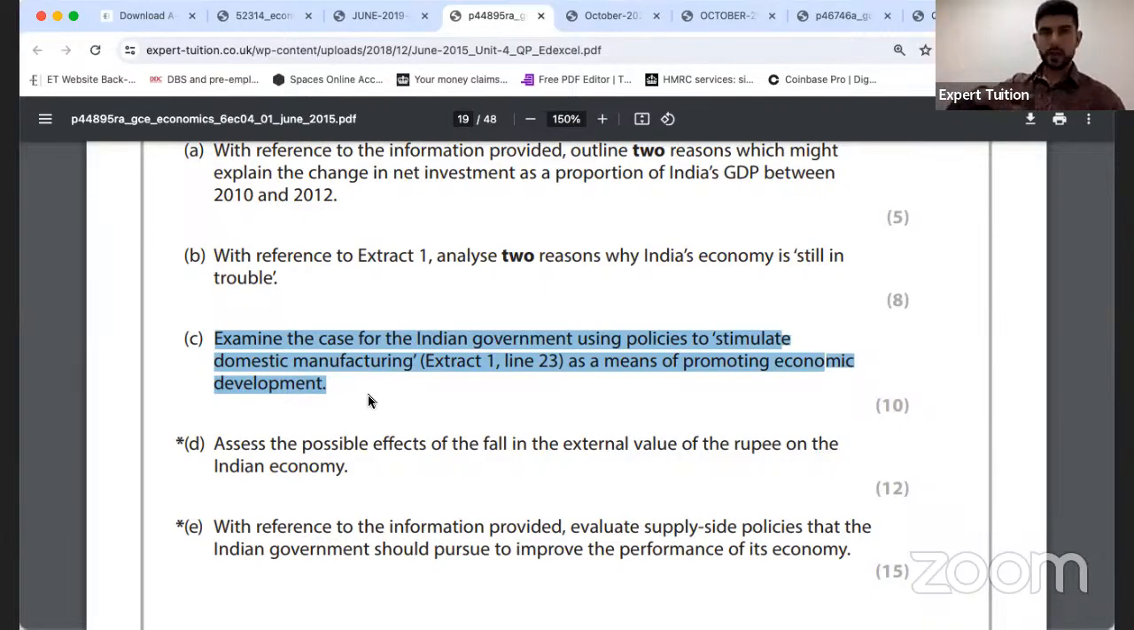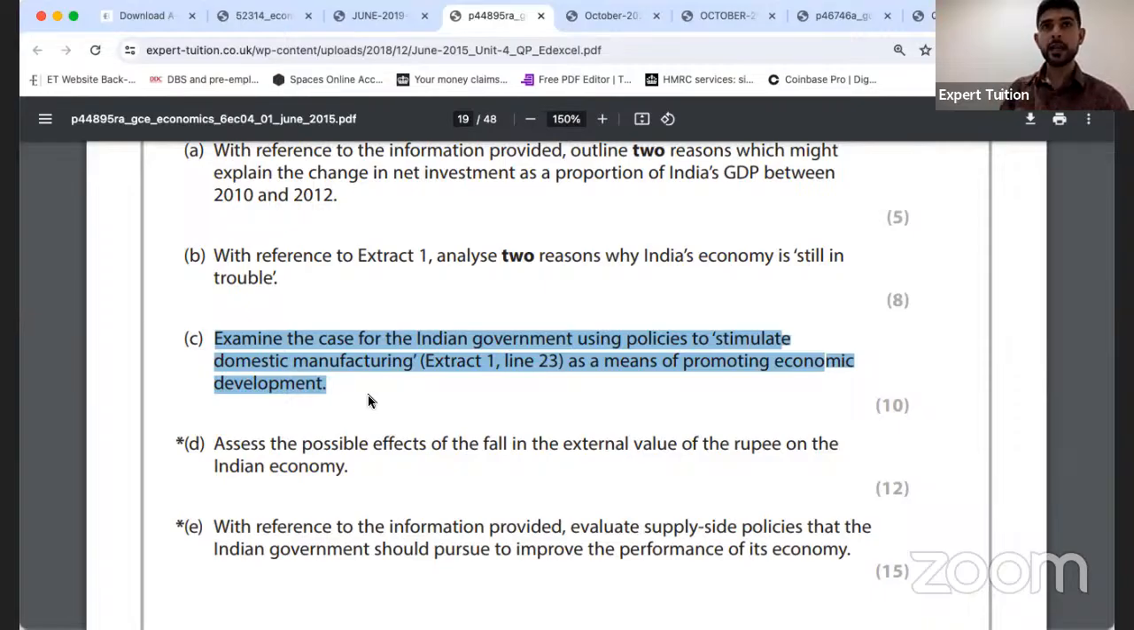Anyways, back to our analysis over here. So the question says, examine the case for the Indian government using policies to stimulate domestic manufacturing as a means of promoting economic development. The wording of the question, by the way, is not what policies could they use to improve manufacturing.